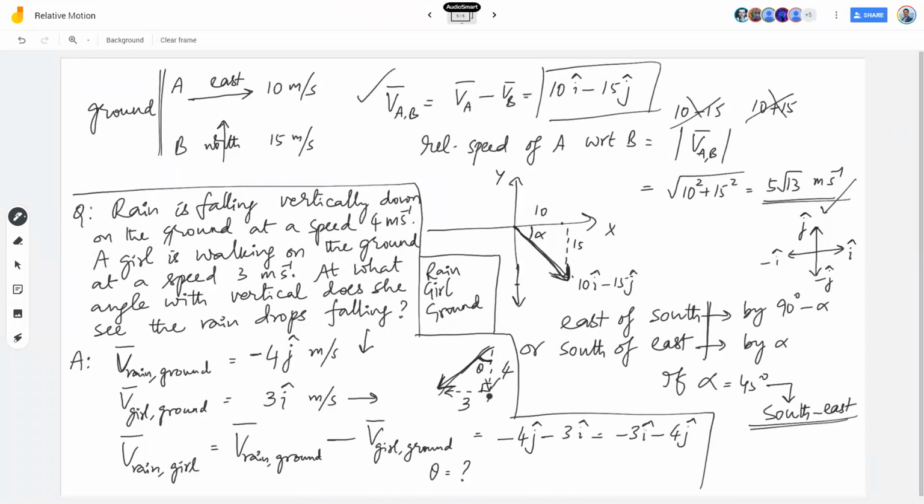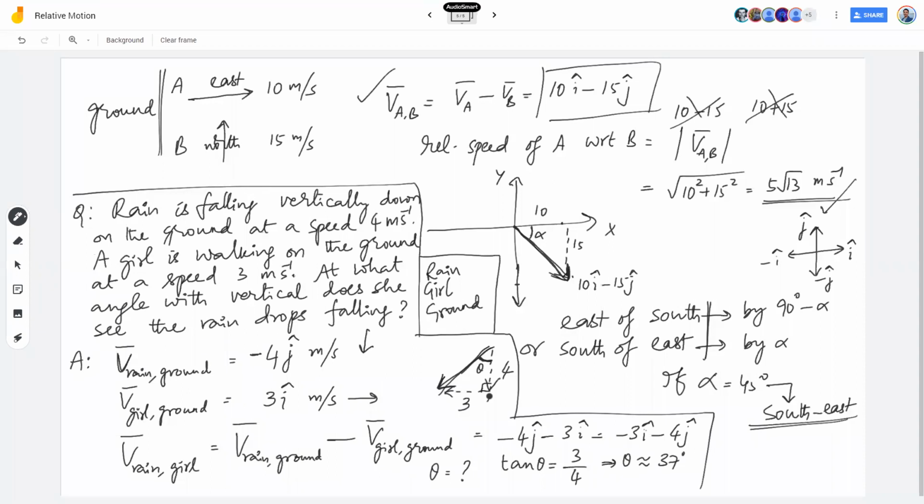Understood? It appears to the girl that the rain is falling along a vector minus 3 i cap minus 4 j cap. So what angle does it make with the vertical? Can you look at the triangle and tell me? Tan theta I can do. Tan theta is equal to opposite side 3 by adjacent side 4. Tan theta equals 3 by 4. In fact, tan theta equal to 3 by 4 means theta is very close to 37 degrees.